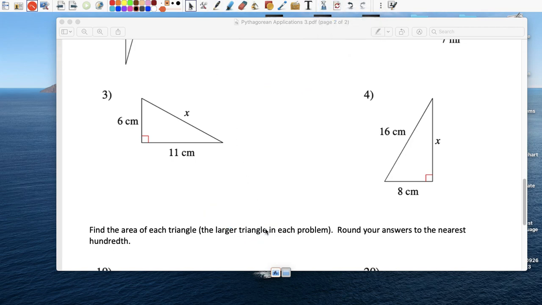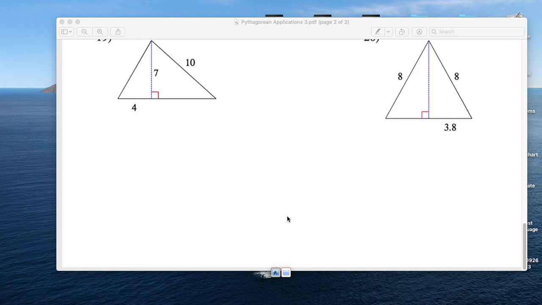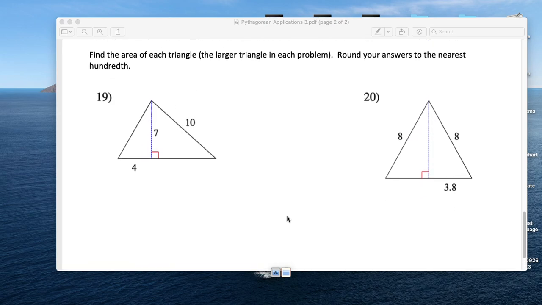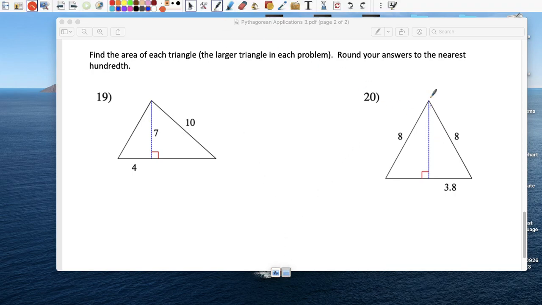All right, so we should not be having any problems with these questions. Now here, find the area of the large triangle in each problem. We want the area. So remember, this is before doing Heron's. I don't know if this is 3.8. Let's assume this is 3.8. You could use Heron's formula, but let's assume that we didn't learn about it, right? So we're going to have to find the height here.